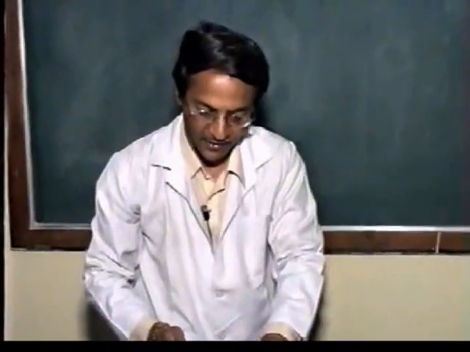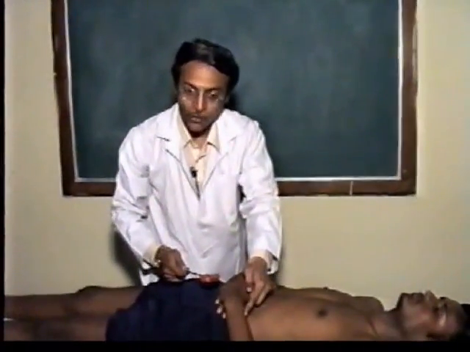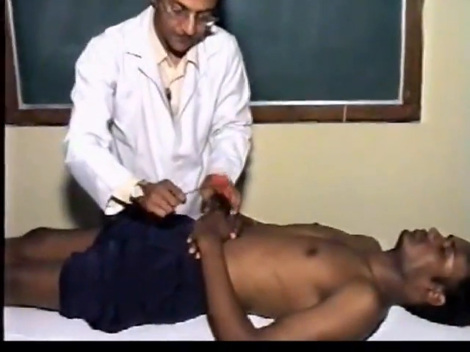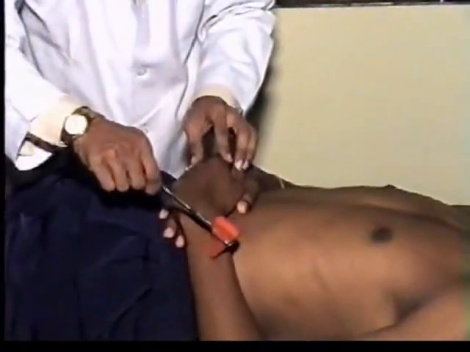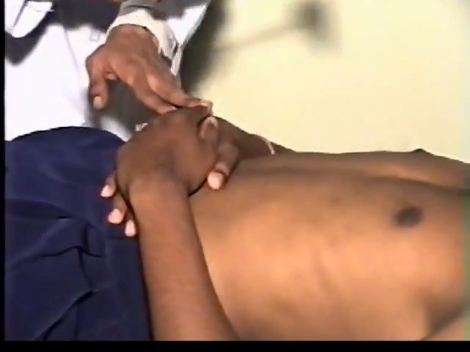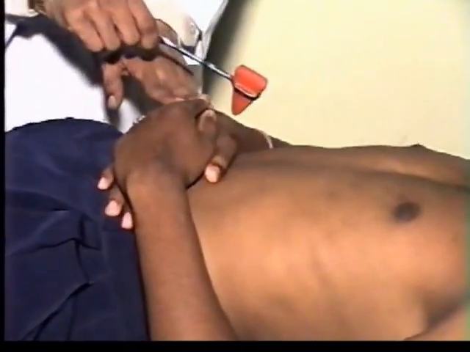Now, supinator reflex, wrist jerk reflex. Tap is given just above the head of the radius. Doctor can see the contraction of the brachioradialis muscle. Compare the reflex on the other side. Root value is C5 and C6.